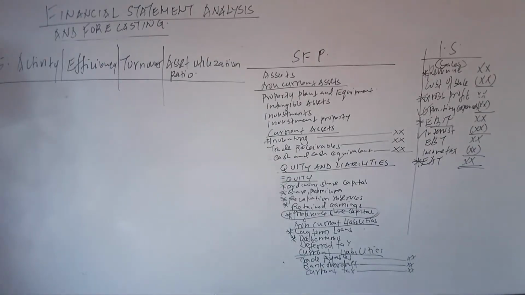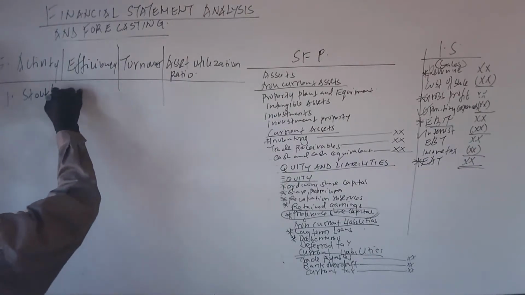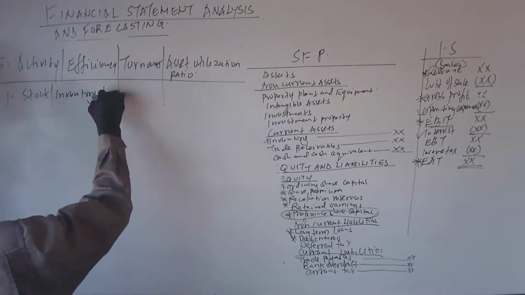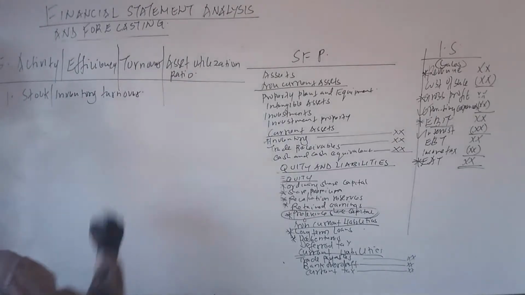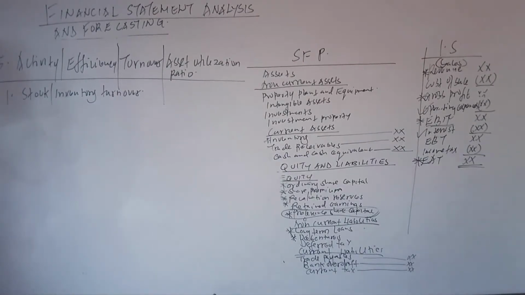Number 1, we have stock or inventory turnover. Write and say, it indicates the frequency with which inventory is converted into sales.